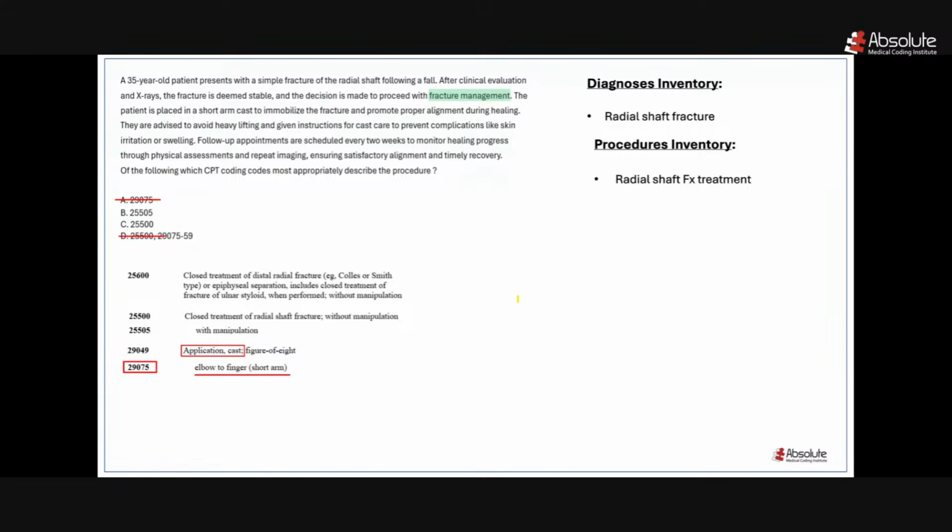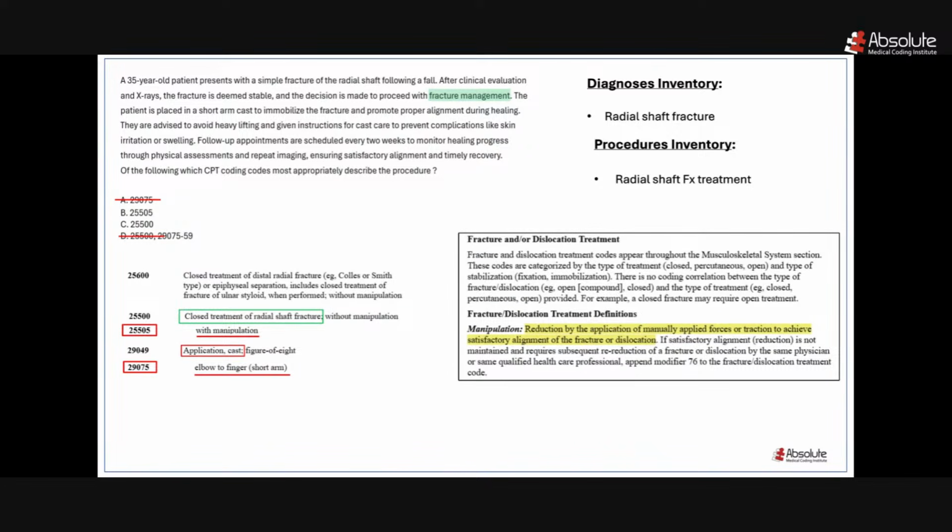So I see most of you went with option C. Let's see what they are. 25505, option B, is coding for a closed treatment of a radial shaft fracture with manipulation. And option C, 25500, is coding for a closed treatment of the radial shaft fracture without manipulation. Now the question is, did we have a manipulation performed or not?